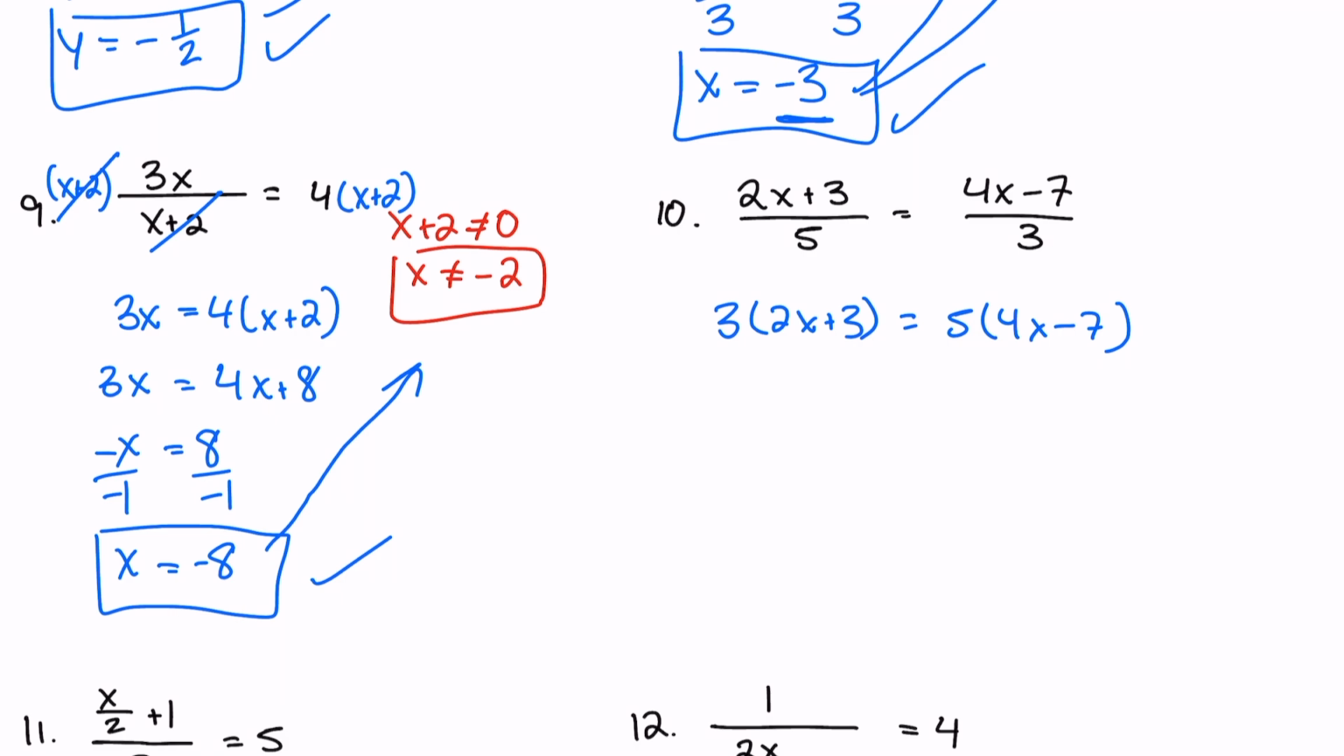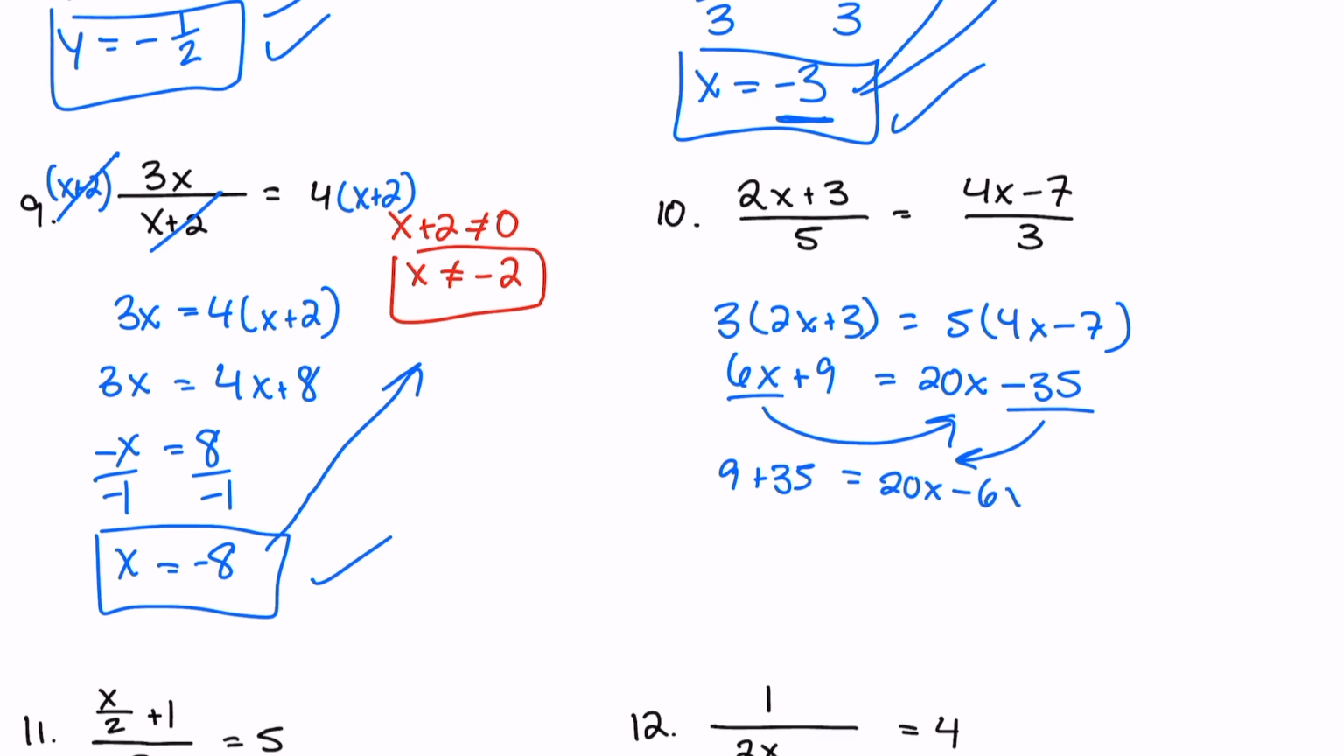So 3 times 2x gives us 6x. 3 times 3 is 9. And that's going to be equal to 5 times 4, which is 20x. And then 5 times negative 7 is negative 35. So moving this 6x over and this negative 35 over, we get 9 plus 35 is equal to 20x minus 6x. 9 plus 35 is 44. And that's going to be equal to 20x minus 6x, which is 14x. So to isolate x now, all we have to do is divide by 14 on both sides, and we get x is equal to 22 over 7.